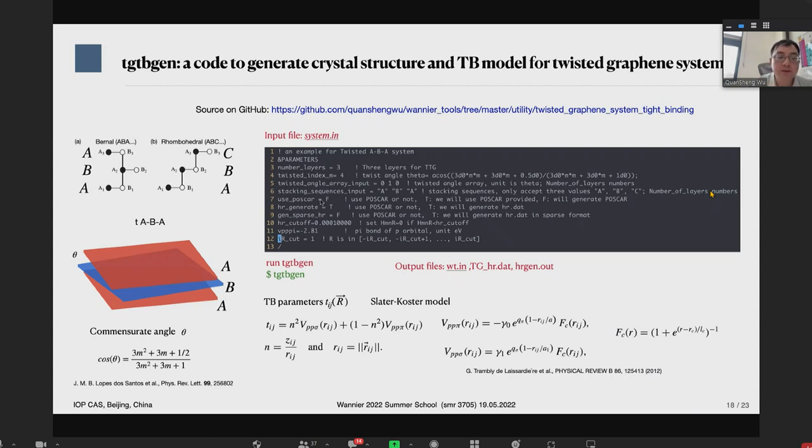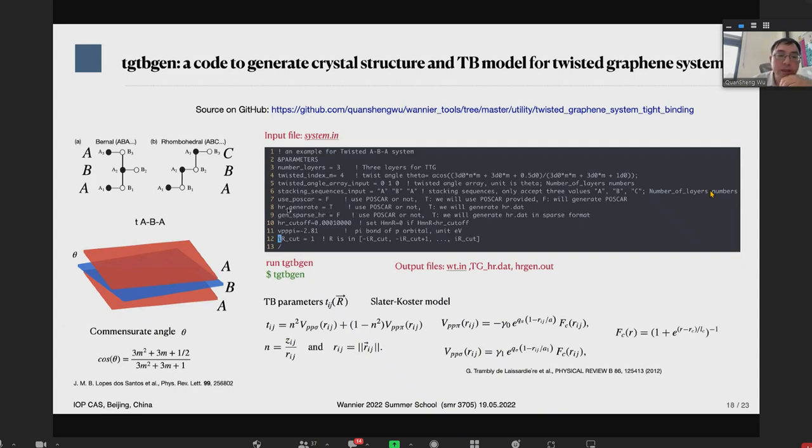And in this code, you can also provide a POSCAR. For example, in this case, you generate a POSCAR, but you want to relax it with LAMMPS, and then LAMMPS will give you another POSCAR, and then you can use that POSCAR to generate the tight-binding model again. But in this case, we don't have the POSCAR and we generate a POSCAR here.